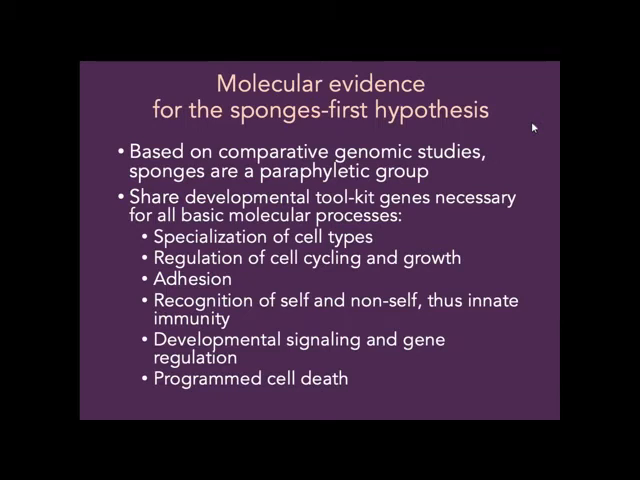So they have genes that would allow them to specialize in cell types, which sponges do a little bit, to regulate cell cycling and growth, so to figure out when cells should reproduce or not, adhesion, cells sticking to each other, and recognition of self and non-self, so the sponge can tell which cells belong to the sponge and which cells don't, which is the basis of innate immunity. They also have developmental signaling and gene regulation. This is what multicellular organisms use to figure out, as they're developing, what part of the body they are, and so what fate that group of cells should have. And also programmed cell death, so when cells should die, either to produce structures or to avoid accumulating mutations.